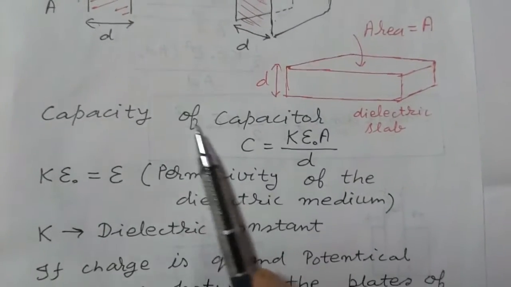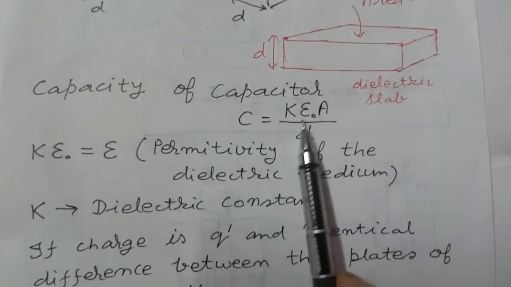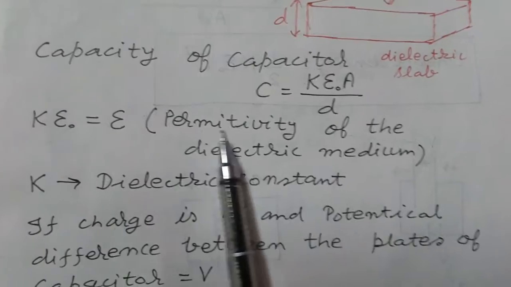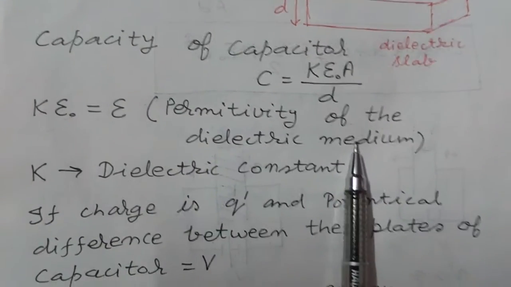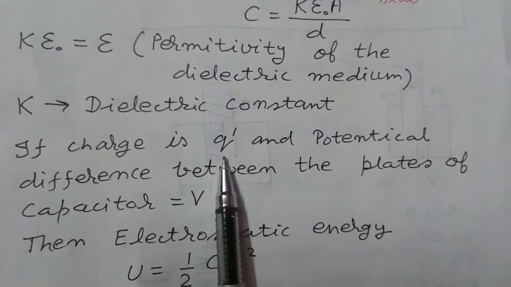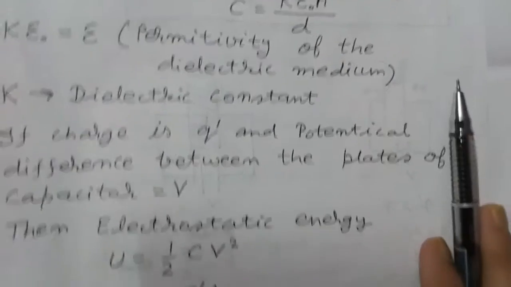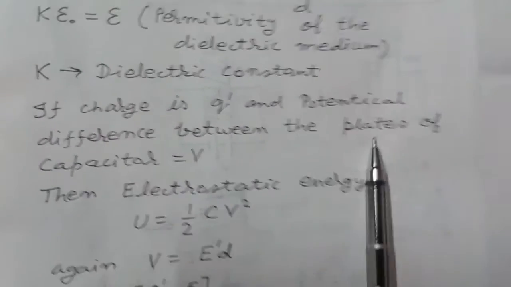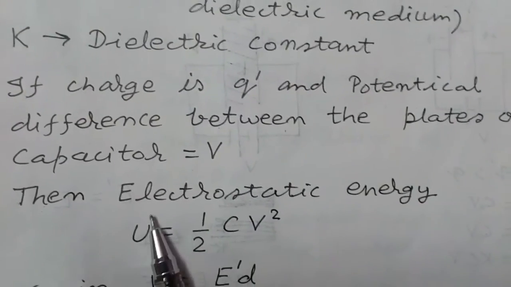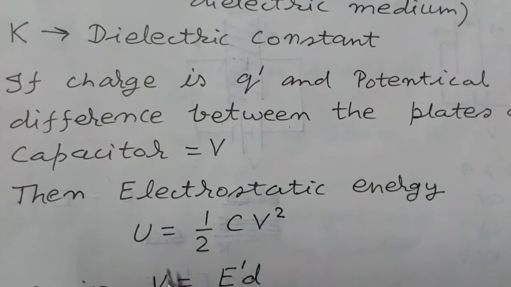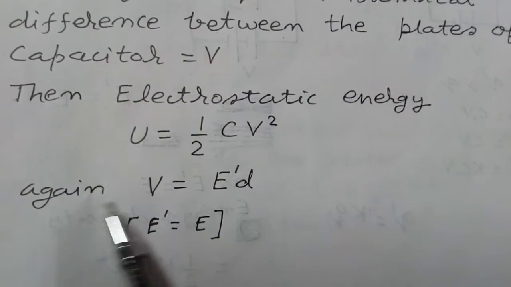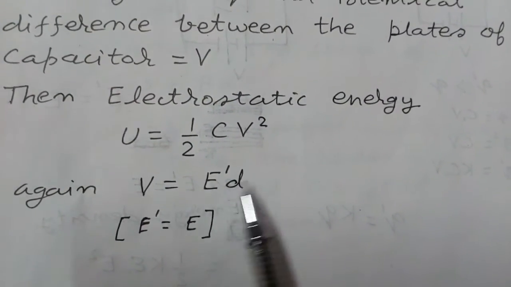Now capacity of this capacitor C is equal to K epsilon naught A upon d, where K epsilon naught is equal to epsilon, permittivity of the dielectric medium, K is dielectric constant. If charge is Q dash and potential difference between the plates of capacitor is V, then electrostatic energy is equal to half CV square. Now again V is equal to E dash d.